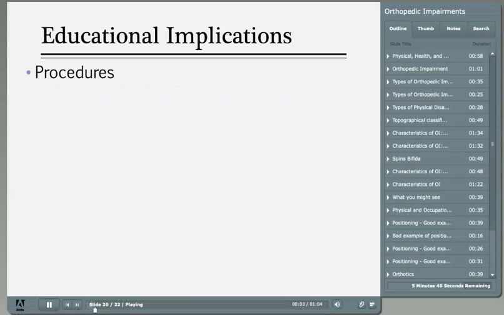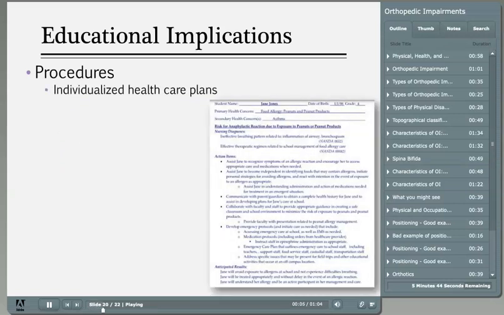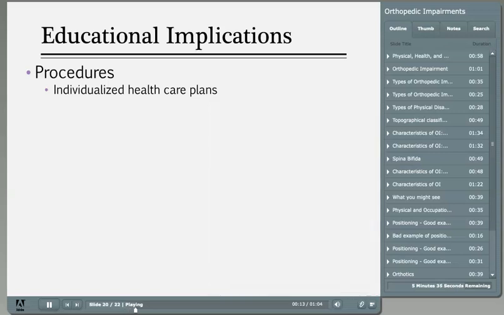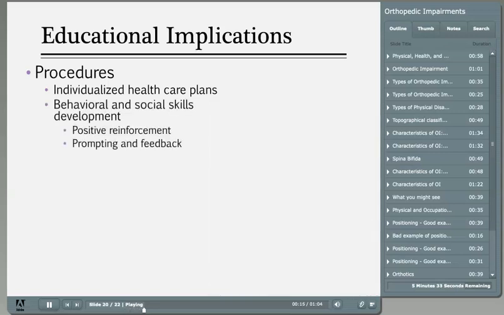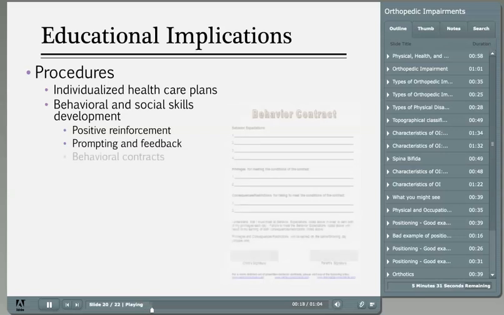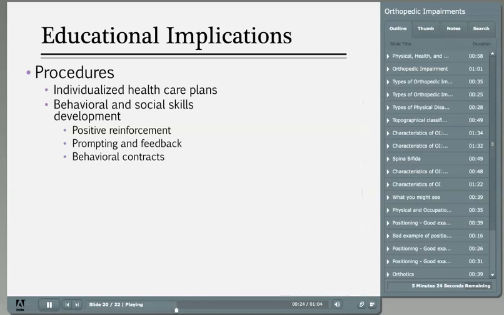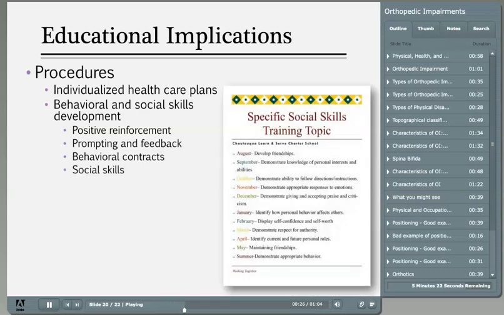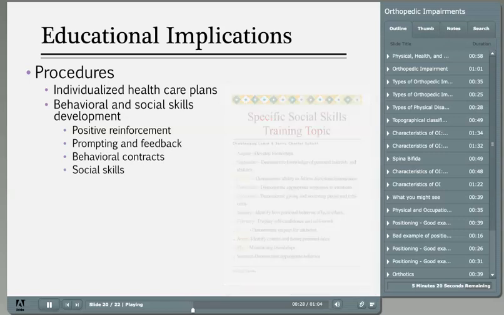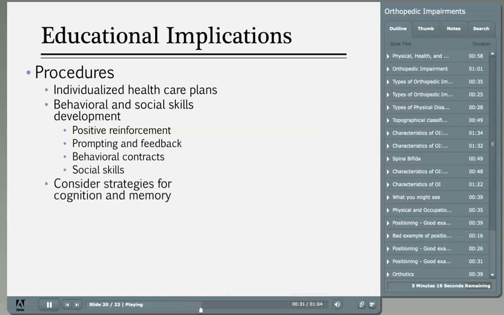With respect to procedures, developing individualized healthcare plans will be important so that there is a plan of action in the event of an emergency. Consider using positive reinforcement, prompting corrective feedback, and using behavioral contracts with students who need behavioral support. Teach social skills directly if needed. We should also consider whether strategies should be developed to support cognitive and memory skills or for understanding social cues in situations.